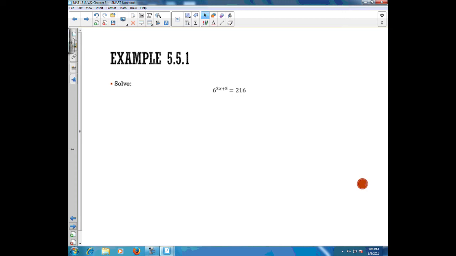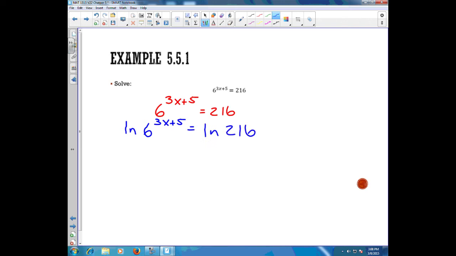First of all, we're going to start off with 6 to the 3x plus 5 is equal to 216. We've got the exponential component on one side by itself. So the next step is to take the log of both sides. Like I said, I like to use natural log, so we're going to take the natural log of both sides. So the natural log of 6 to the 3x plus 5 is equal to the natural log of 216. The important thing to remember here is the natural log of 216 is just a number. It's just some decimal number. So we're just going to leave that alone.